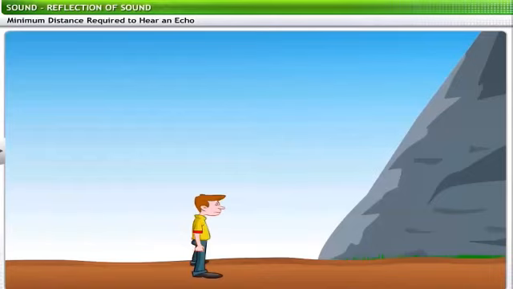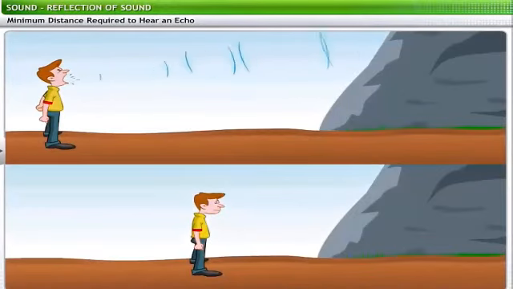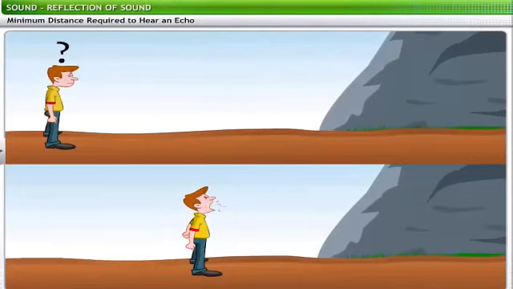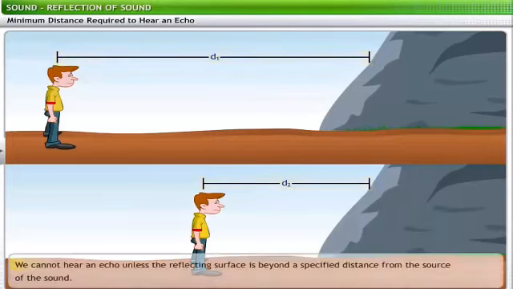In this case, there was no echo when the man shouted. Why do you think you could hear an echo in the first position but not in the second? Try and analyze what changed in the second situation. Nothing but the distance of the man from the cliff, right? It is the distance that is making a difference. We cannot hear an echo unless the reflecting surface is beyond a specified distance from the source of the sound. In this case, it was the man shouting hello.